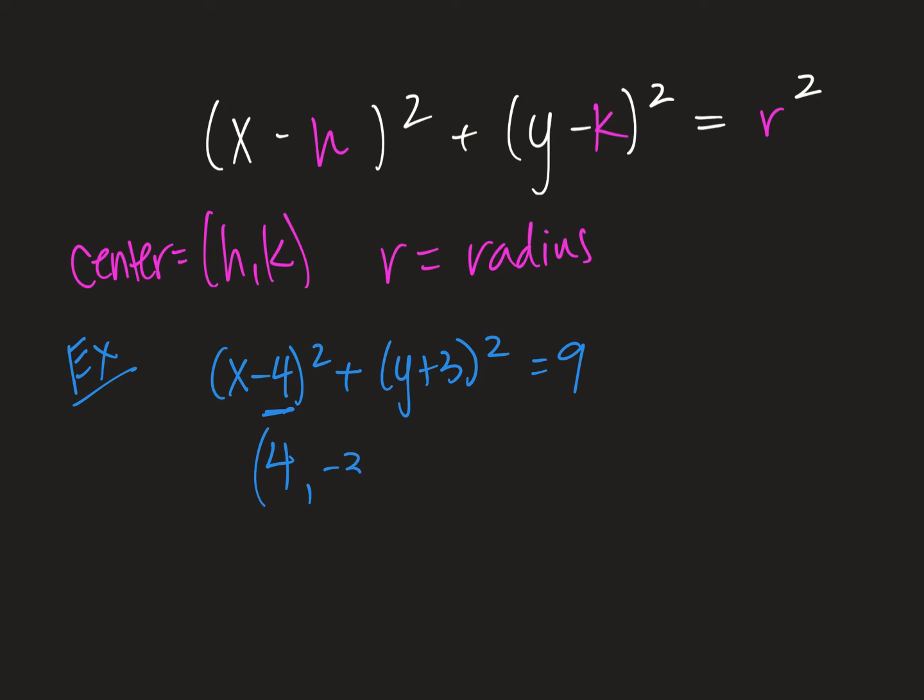Negative 3 would be my Y. That's because it looks like Y minus negative 3. So what I plugged in was a negative 3 to make that a positive 3. R squared is equal to 9, so R would be equal to 3.